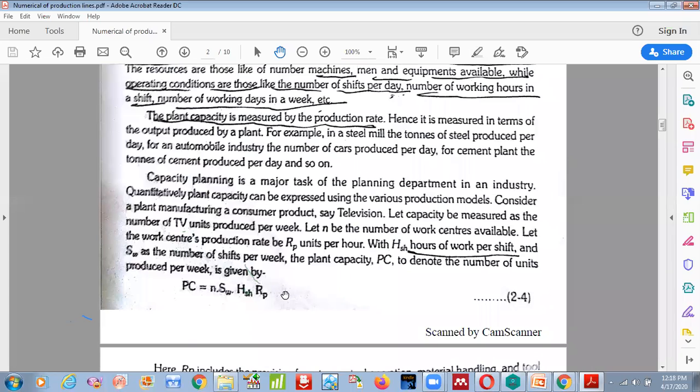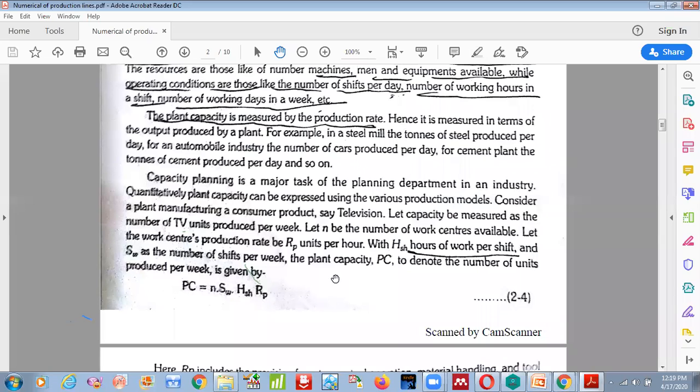Basically, we don't work all 7 days, or all 24/7 for production. Maybe they will go for 8 hours, 8 hours. So that is the number of shifts per week. For example, one subject you may come across with 4 or 5 classes per week. So 5 classes per week is nothing but SW, shifts per week. It is similar to that. For a lathe machine, the number of shifts available per week is given by SW.